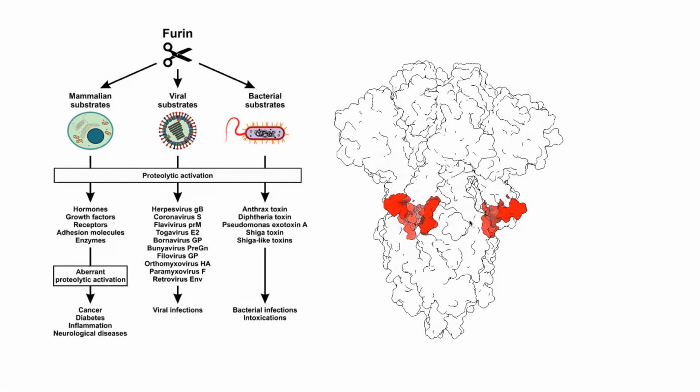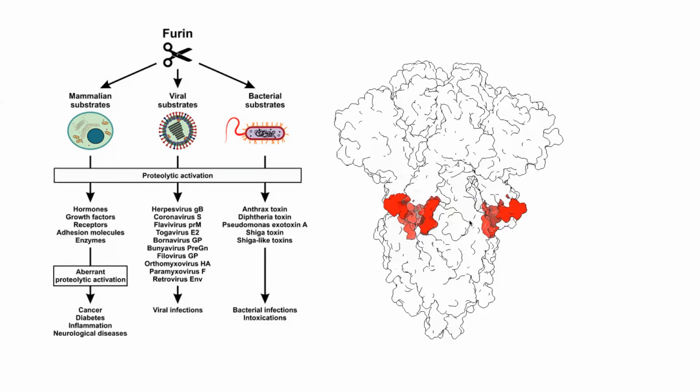And it cleaves a plethora of proteins at this polybasic recognition motif, which is a specific sequence of amino acids that it tends to recognize. Mammalian substrates of furin include cytokines, hormones, growth factors, and receptors. So it's not surprising that aberrant furin activity is associated with a variety of disorders that include cancer and many other diseases.